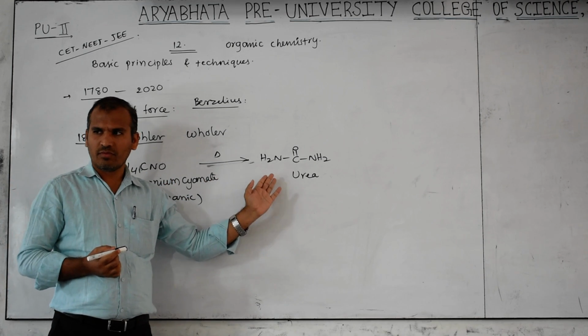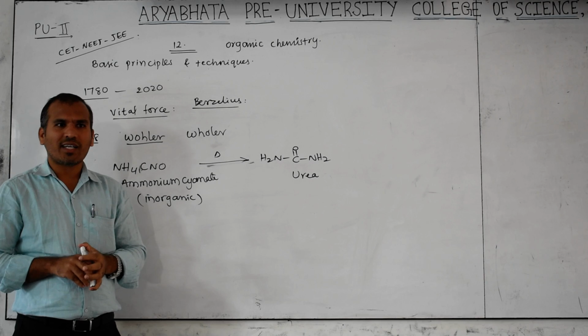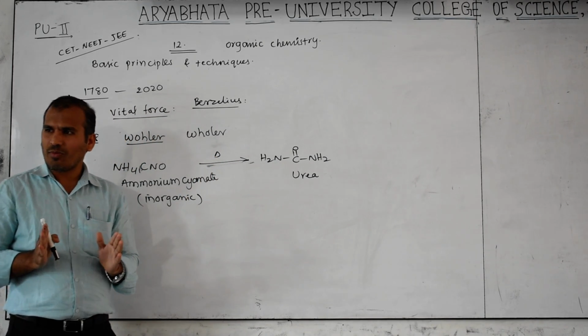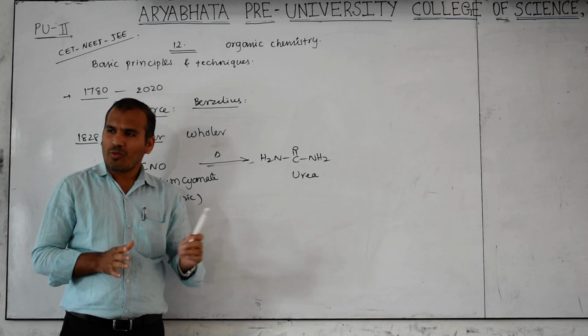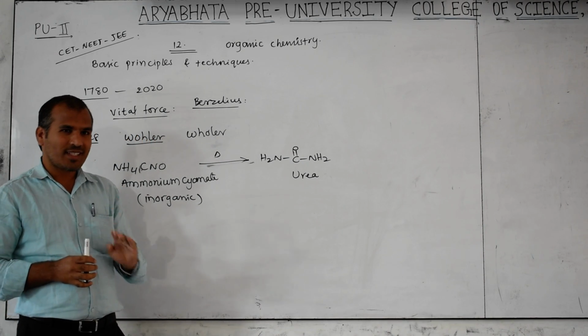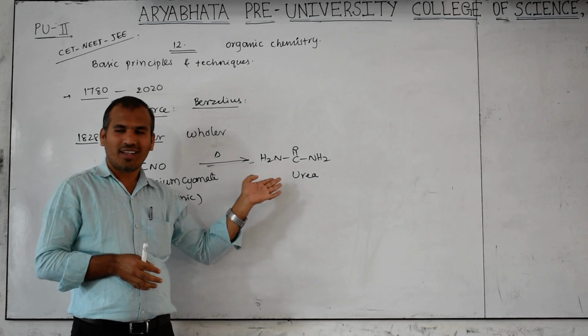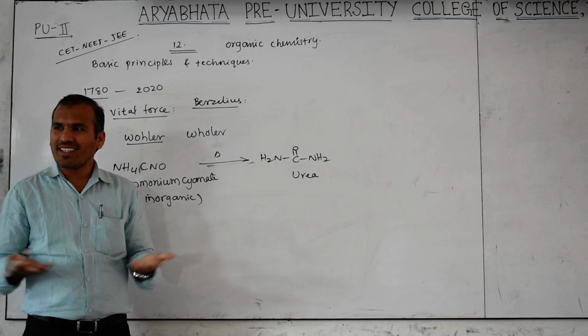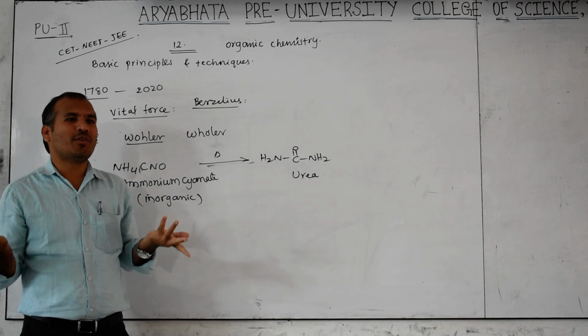Then, what is the first organic compound synthesized in the laboratory? Urea. If they ask what is the first organic compound, don't answer urea. What is the first organic compound synthesized in the laboratory? That is urea. Got the point? The first organic compound, no one knows, because it exists in nature. Which was formed first, we don't know.